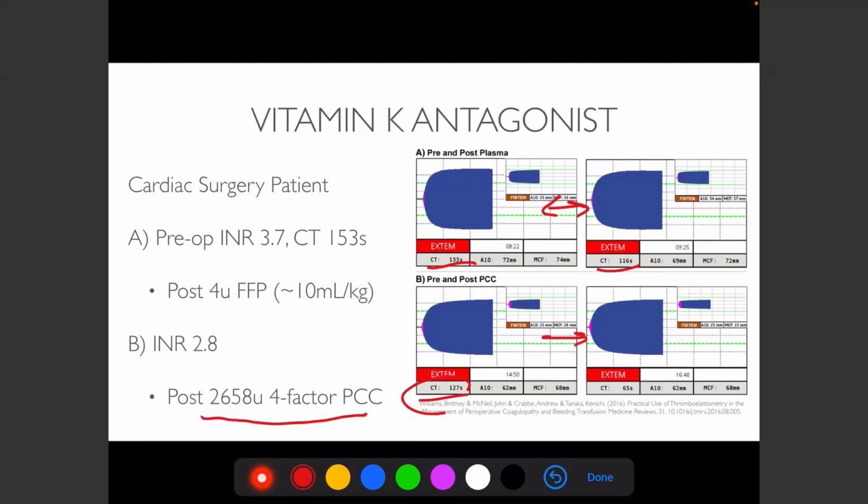So that's just kind of how you can use it to trend your values instead of just blanket saying 10 to 20 ml per kg FFP will reverse all INRs. Because that's not necessarily true. They could have gotten in trouble with this patient because they weren't reversed.